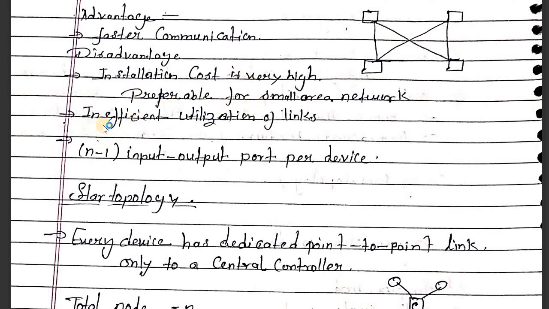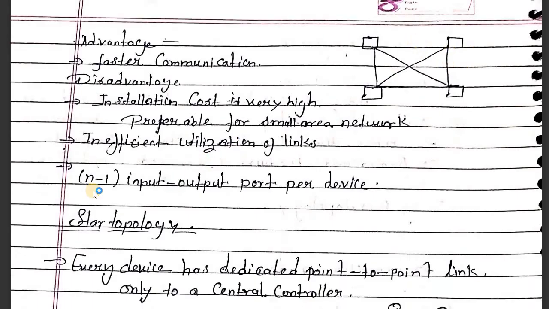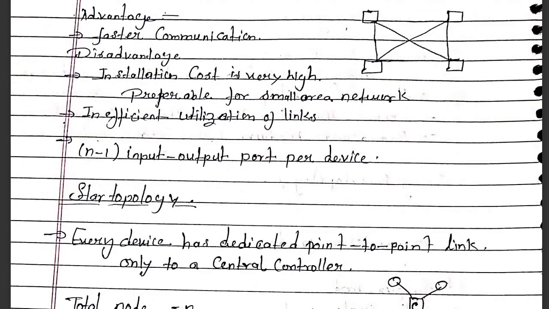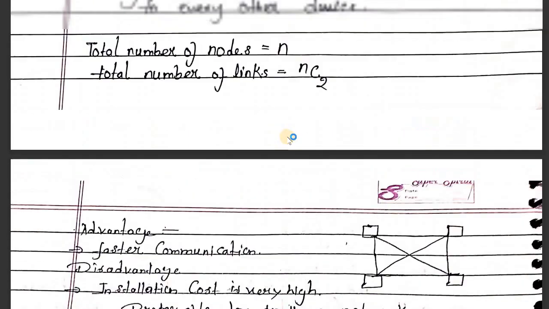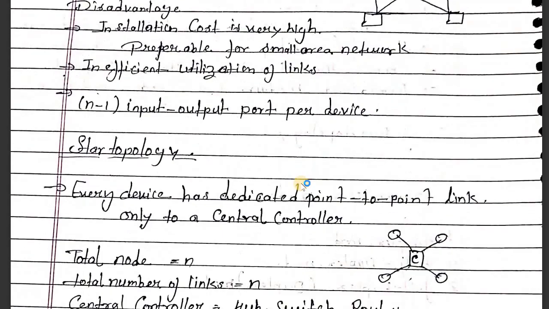Another is insufficient utilization. Insufficient utilization means that if we don't want to send communication to other nodes, then the link is unused. In mesh topology, each device has to have n-1 ports.